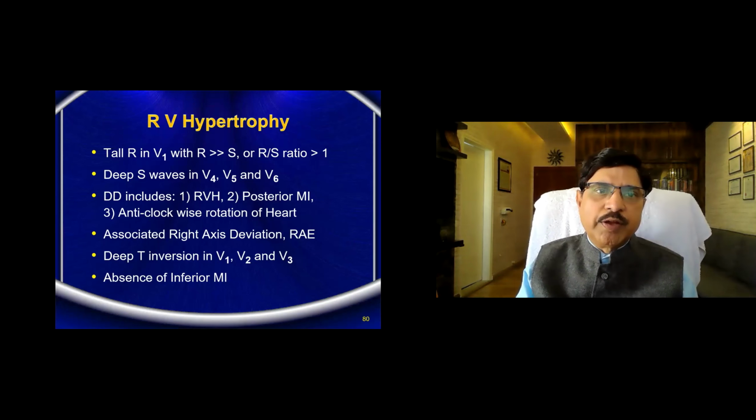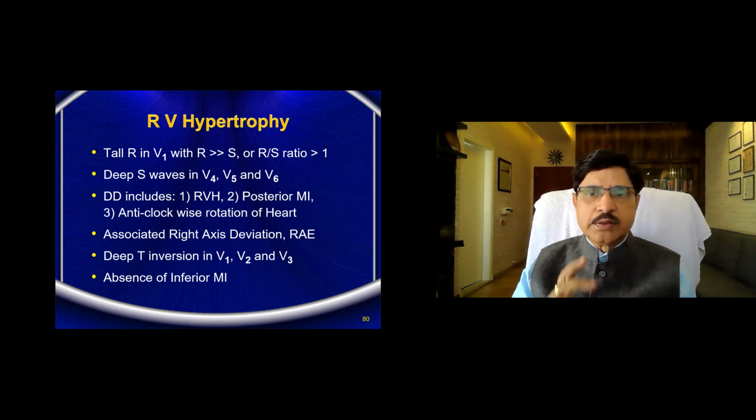Tall R wave in V1, RS ratio much more than S wave. R by S ratio is around 3 there, more than 1. Deep S waves in V4, V5, V6, and DD includes right ventricular hypertrophy, posterior myocardial infarction, anticlockwise rotation of the heart. As I told you, there are 3 important things. One is RVH, the second one is posterior infarction. There may be associated bundle branch block and anticlockwise rotation. Anticlockwise is the heart turning. This is clockwise rotation, this is anti-clockwise. Associated right axis deviation is there, of course.